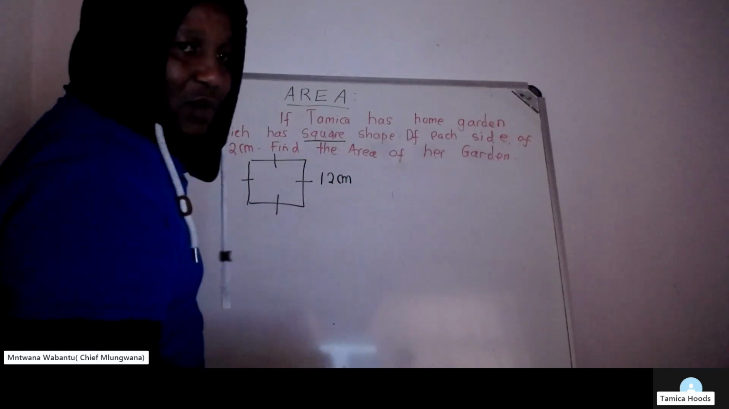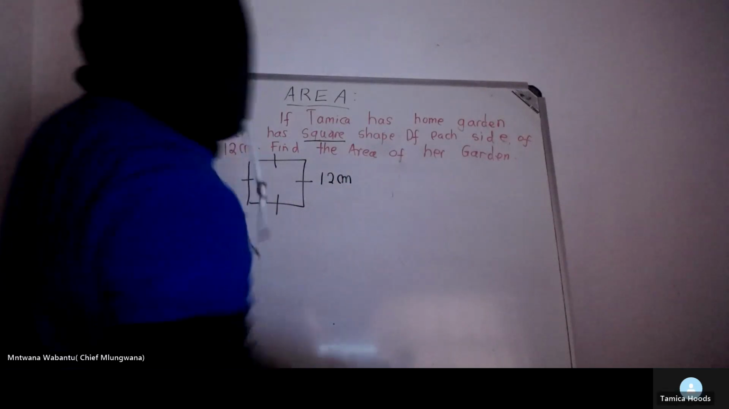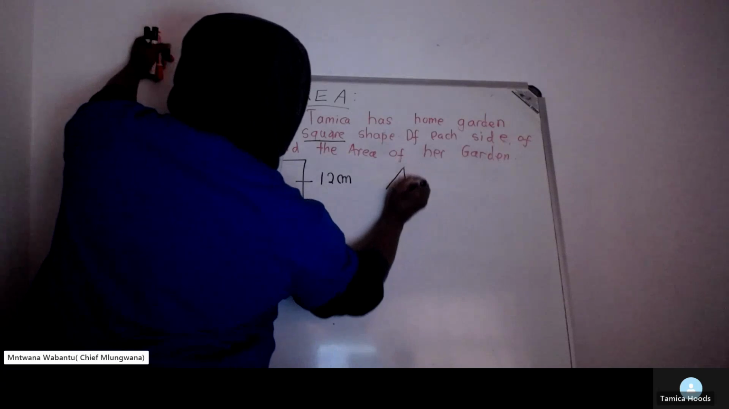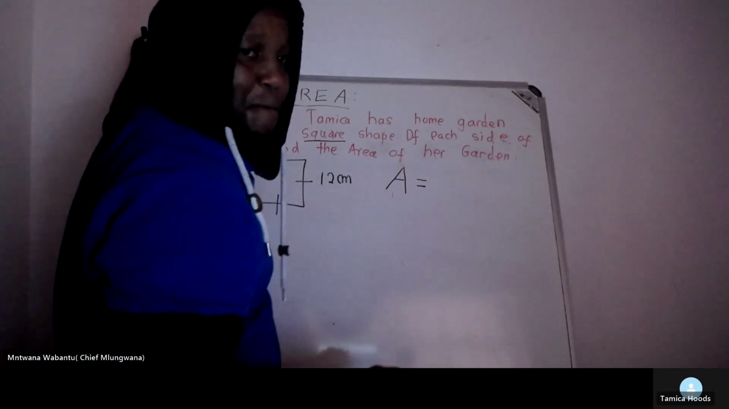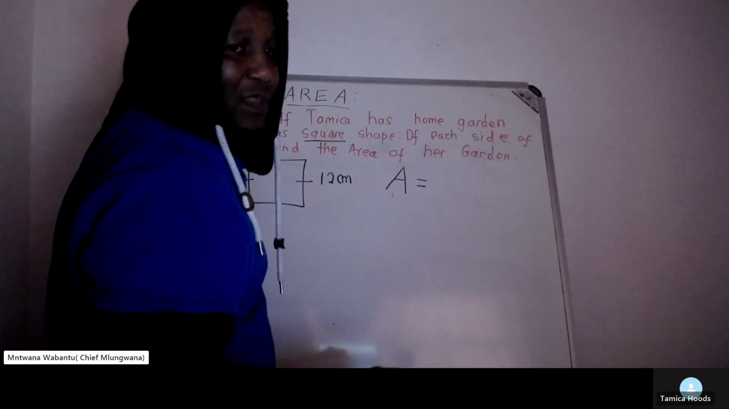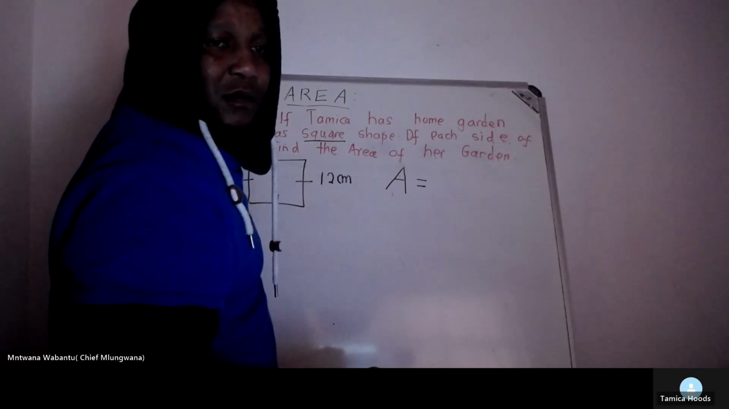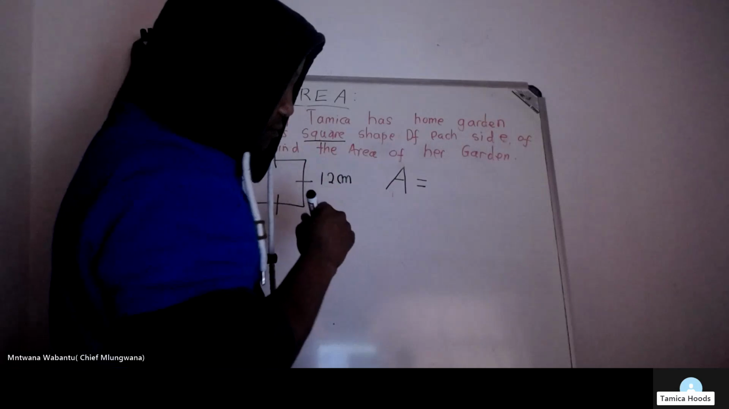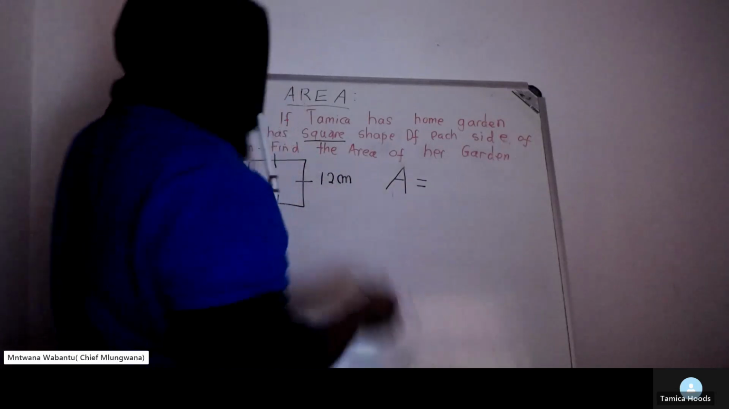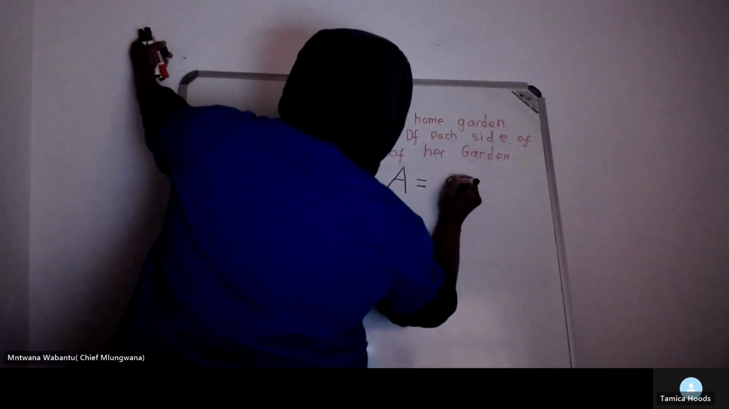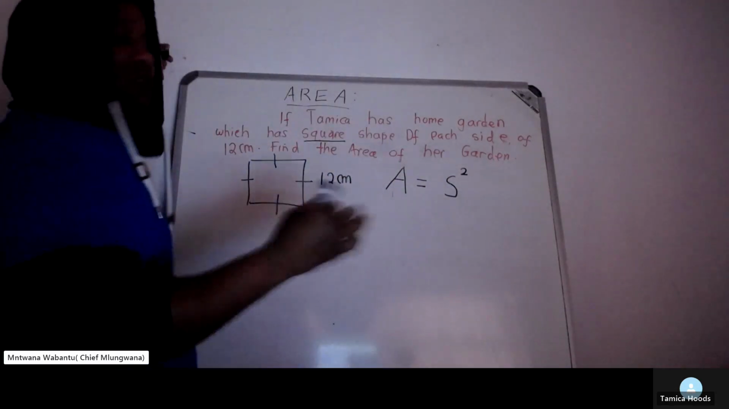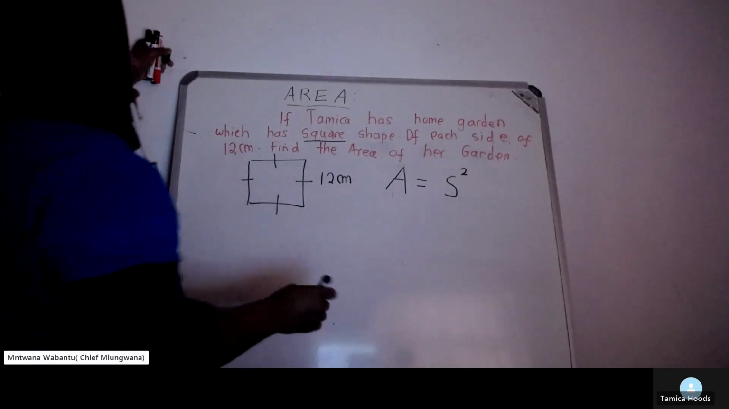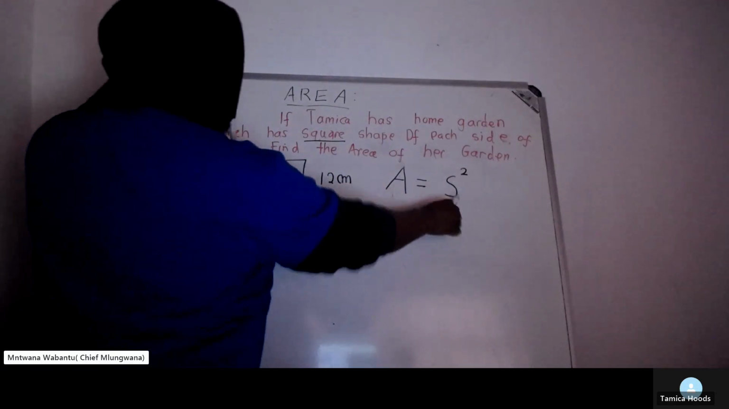So then we're going to write our formula. Area of a square equals? What is the area of a square formula? Side times side, which is side square. So you can simply say area equals side square. Yeah, this is a simple way of writing. Area equals side square. Now you come here. Do you have an area or do you have a side?